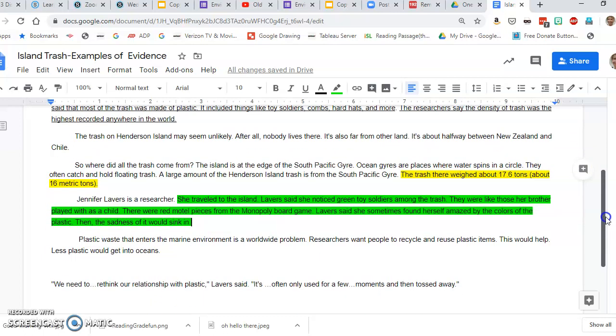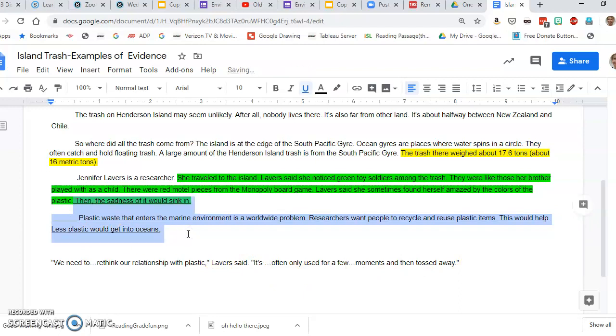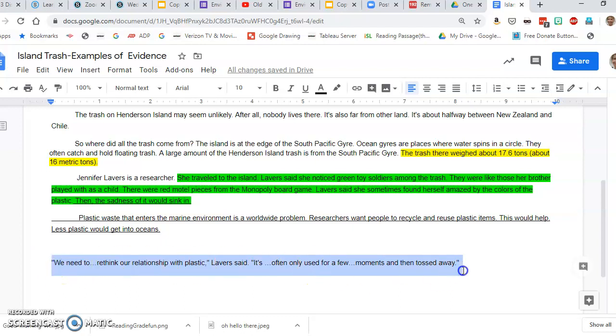All right, and then finally, plastic waste that enters the marine environment is a worldwide problem. Researchers want people to recycle and reuse plastic items. This would help. Less plastic would get into oceans. These are important points, and I am going to underline them. "We need to rethink our relationship with plastic," Lavers said. "It's often only used for a few moments and then tossed away." This is an excellent example of a quote. So we're going to highlight this in blue.